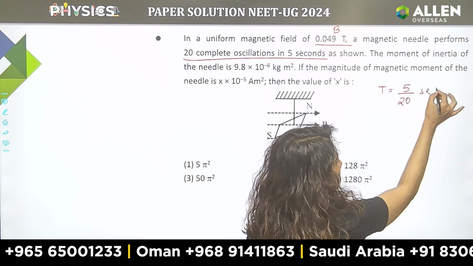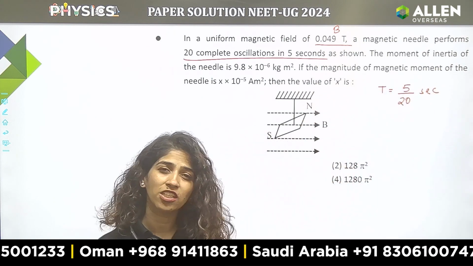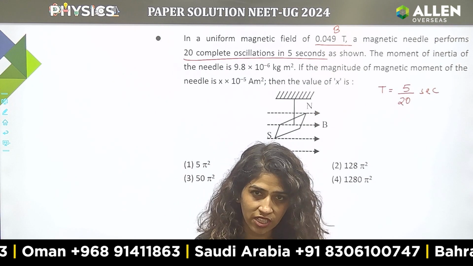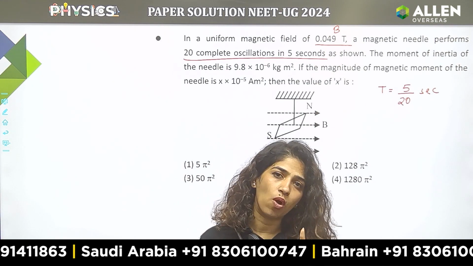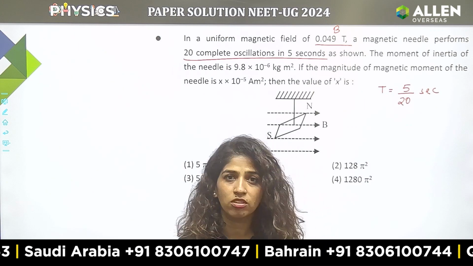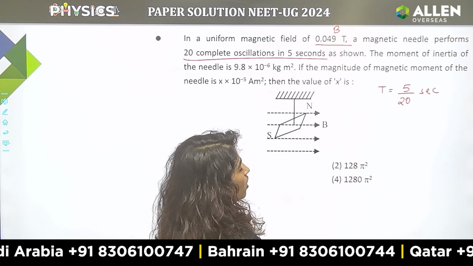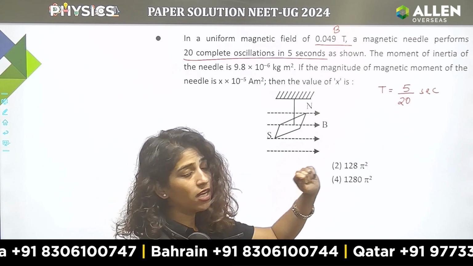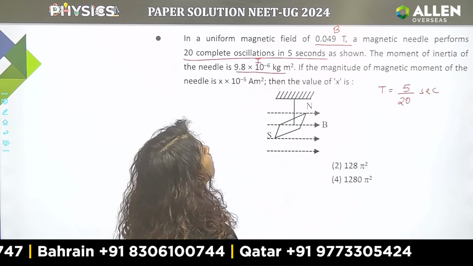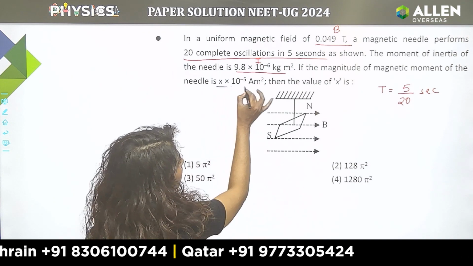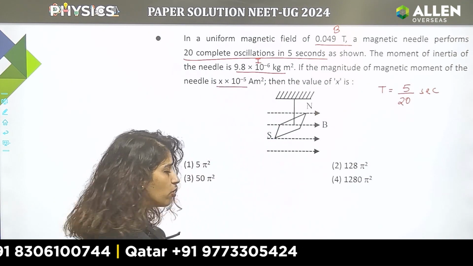I'll repeat once again. The question says it completes 20 oscillations in 5 seconds. We need to find out the time taken to complete one oscillation. Okay, so 5 by 20. Moment of inertia, I, is given to us. Magnetic moment we have to find. Now, what logic are we going to use here?